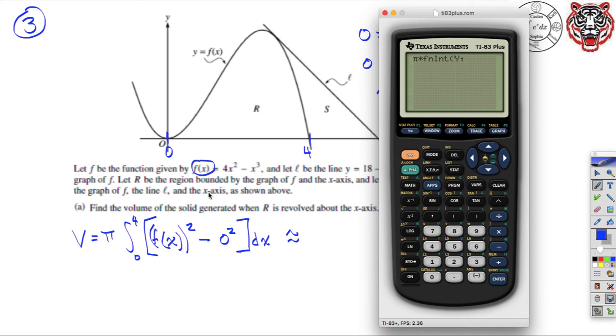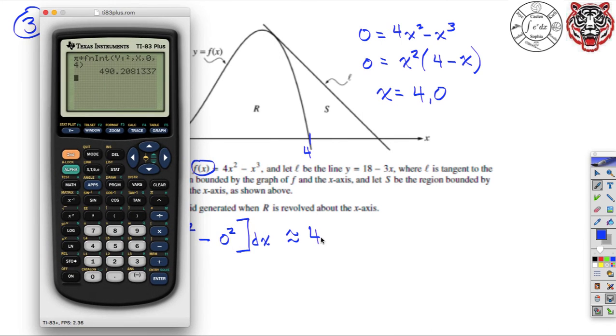If you want to instead do all of this squared, so you could do 4x squared minus x cubed and then do parentheses around that squared, you could do it here. Or you could just do y1 squared. Either way will work. If you got to graph it, then this way is faster. So y1, make sure you remember the square here, and that is going to be with respect to x from 0 to 4. Clear. And when I do that, I get 490.208. And remember, this is a number that represents volume.